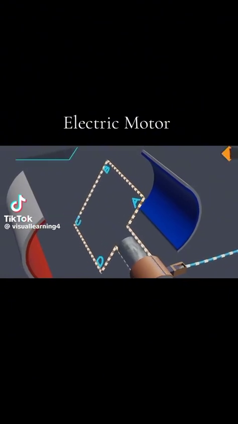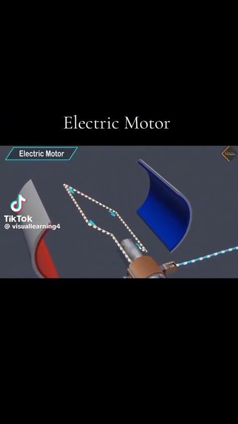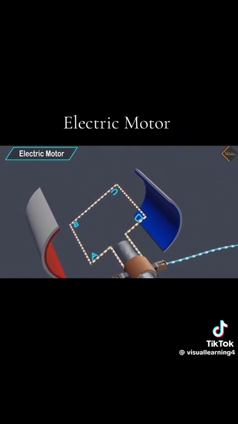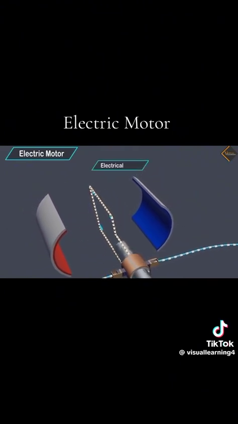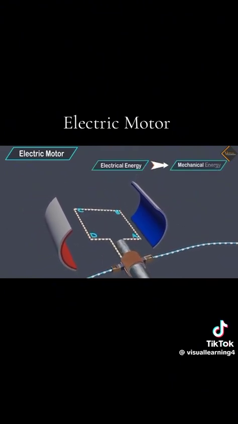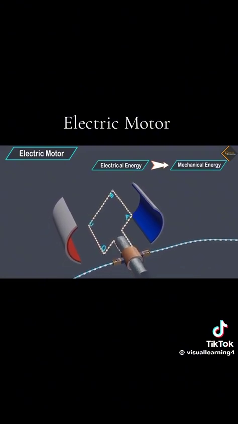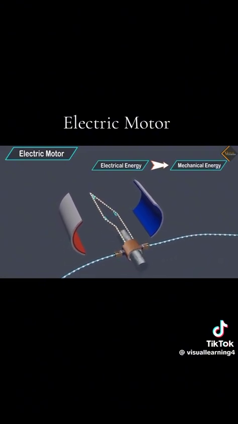In this video, we will understand electric motor. An electric motor is a rotating device that converts electrical energy to mechanical energy. Let's understand how does an electric motor work.